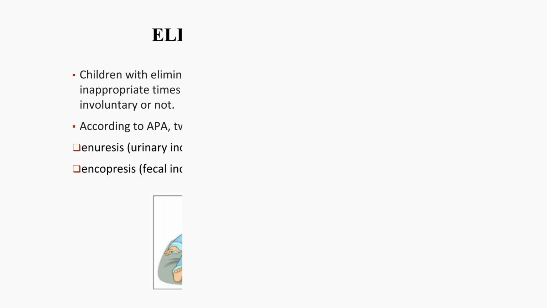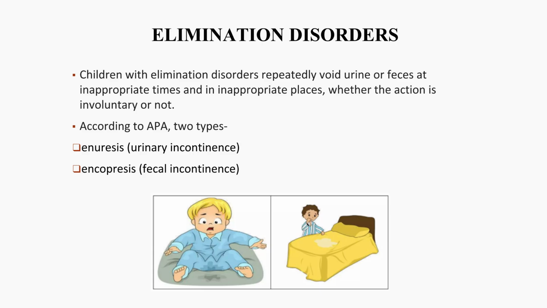Next, we have the elimination disorder. Now, children with elimination disorders, mostly prevalent among the children. In this disorder, repeatedly these children void urine or feces at inappropriate times and in inappropriate places, whether the action is involuntary or not. So, according to APA, there are two types of elimination disorders, namely the enuresis, that's urinary incontinence, and the encopresis, that is the fecal incontinence.